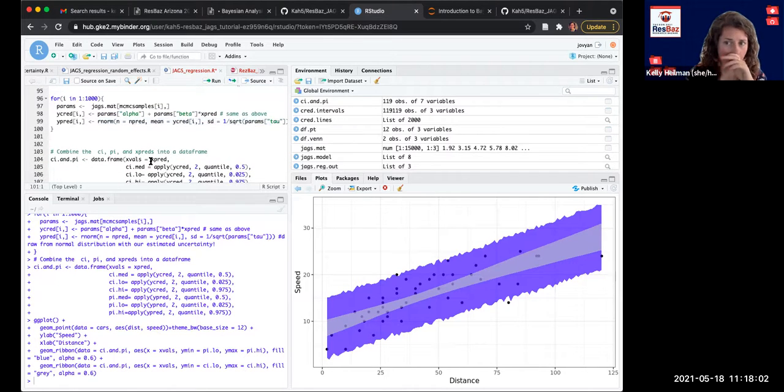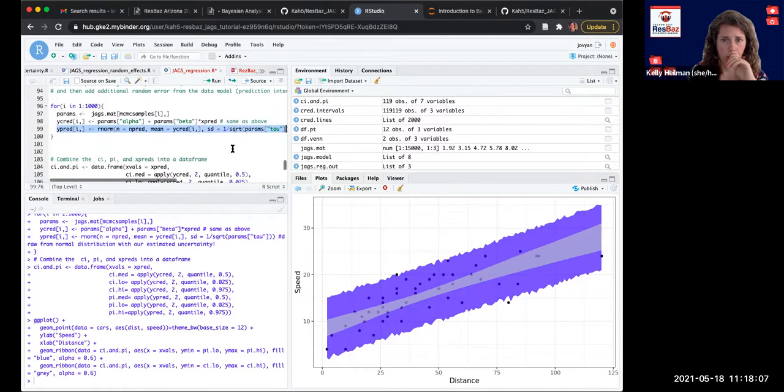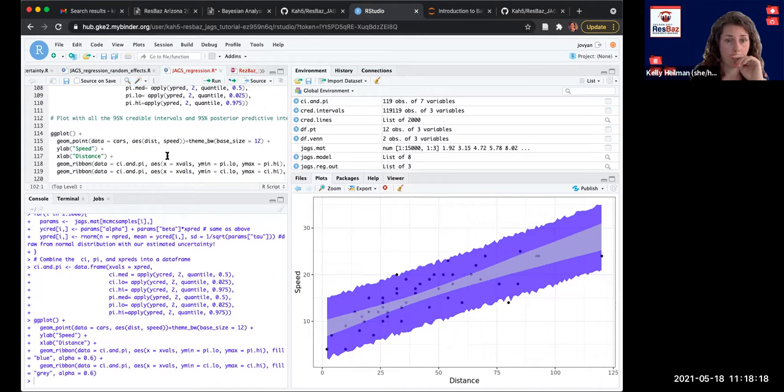And oftentimes you are mostly interested in this posterior predictive interval because it's including more sources of uncertainty. Does that make sense to folks? Got a thumbs up. Okay. All right, so we have gone through and done a simple linear regression using JAGS. So you guys are all Bayesians now. Congrats.